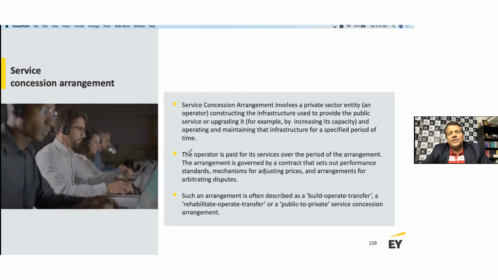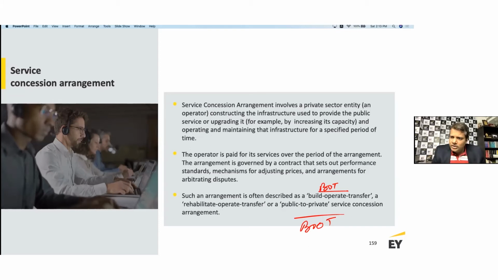Now, such an arrangement is often described as build, operate, transfer, BOT. It is also called the build, own, operate, and transfer, BOOT, model. There are multiple names for it. Essentially, you build the asset, you operate the asset, and eventually the asset gets transferred to the government.